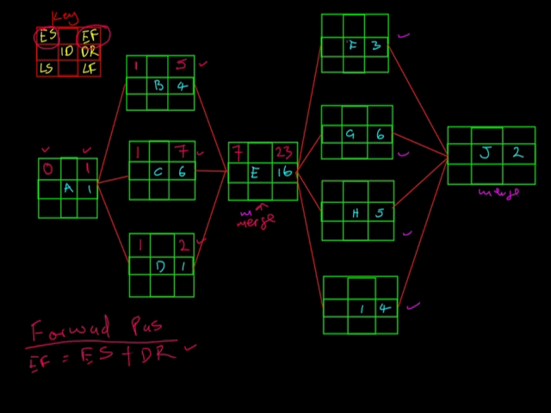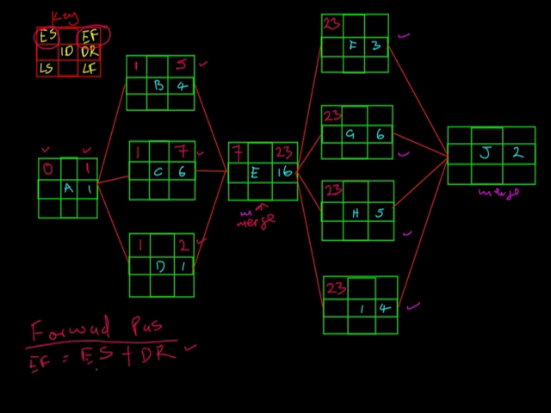We go to activity F, right? So remember, all these activities come from E. That means they will all have the same early start. So the early start of F is 23, and the early start of G is also 23. The early start of H is equal to 23, and the early start of this one is also equal to 23. All right, and then we move on to calculate the early finish.